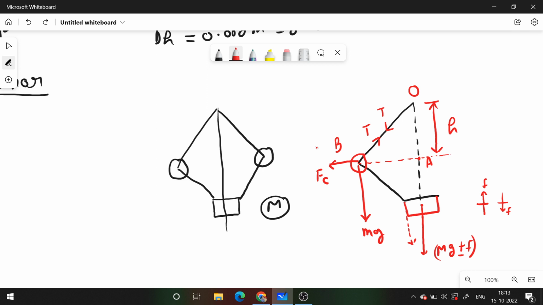Here, this sleeve is supported at 2 points, so this total load will be distributed to these 2 points. Okay, so then in that case, total load acting at the point D will be Mg plus minus f by 2. Is it clear? Okay.